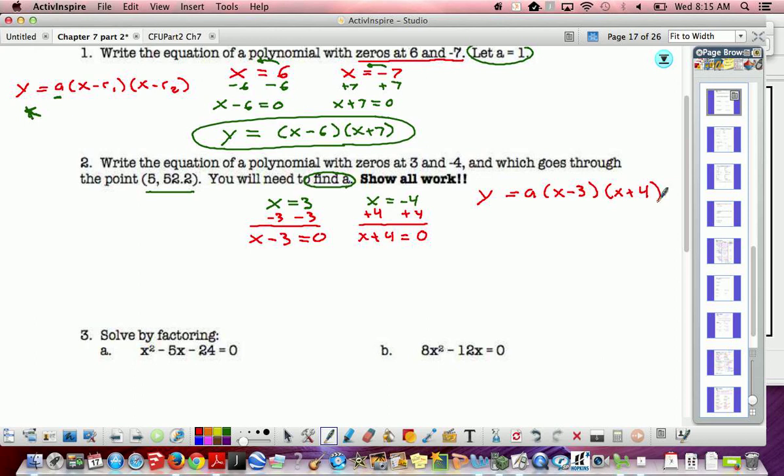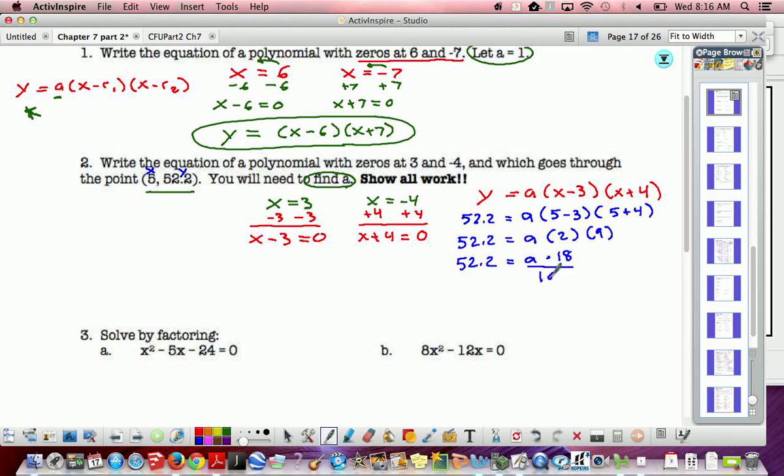However, I still need to find a. This is where this point comes into play. Here's my x value, here's my y value. When x is 5 in the equation, my y value equals 52.2. So I'm going to replace the y with 52.2. I'm still looking for a. My x value is 5, so I'm going 5 minus 3, and then 5 plus 4. So now 52.2 equals a times 2 times 9. So 52.2 equals a times 18.